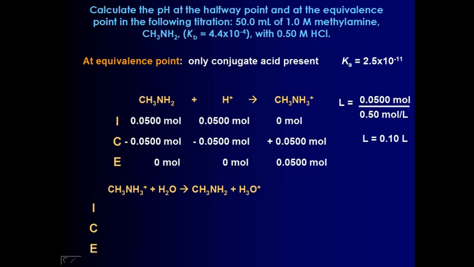So we would take the 0.05 moles of the methyl ammonium ion and divide it by the 0.150 liters, and that gives us a concentration of 0.5 molar.